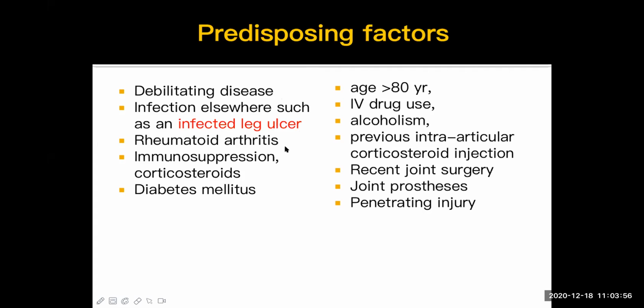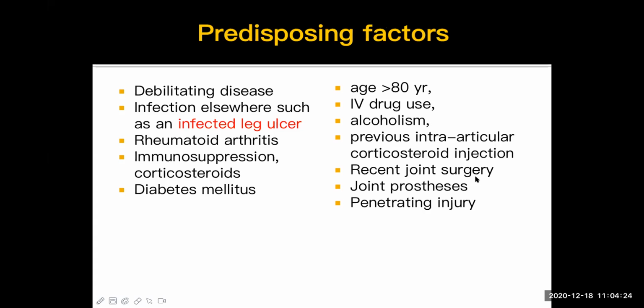Rheumatoid arthritis, immunosuppression condition, or somebody who is taking corticosteroid. Diabetes, very old people when age is more than 80. IV drug abuse, it's a cause of bacteremia. Alcoholism, the overall immunity is poor. Previous intra-articular corticosteroid injection. Through that injection, the bacteria can enter inside.